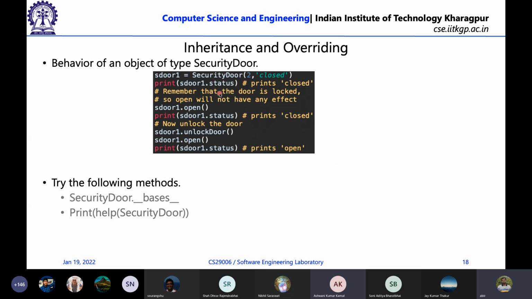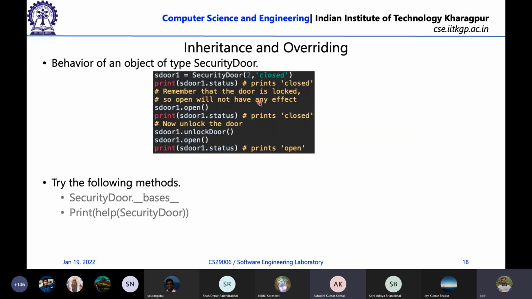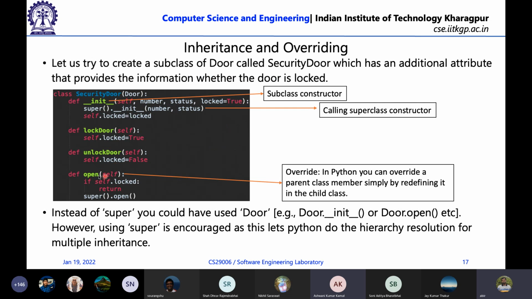sDoor1 dot status prints closed because you have passed closed. Remember that the door is locked because the default value of this lock parameter is true. So open will not have any effect. So sDoor1 dot open, it will go to where? It will go to here, and it finds that self.locked is true, so it will not change anything, right?